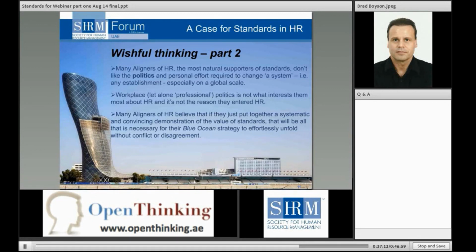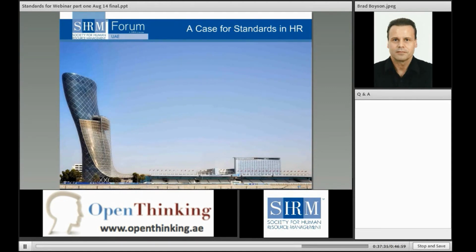Many aligners of HR believe that if they just put together a systematic and convincing demonstration of the value of standards, that's all that will be necessary for their blue ocean strategy to effortlessly unfold without conflict or disagreement. Make no mistake, this wishful thinking fails to understand and appreciate the inertia of vested interests in the status quo. And that's what we're talking about. We are talking about changing the status quo.